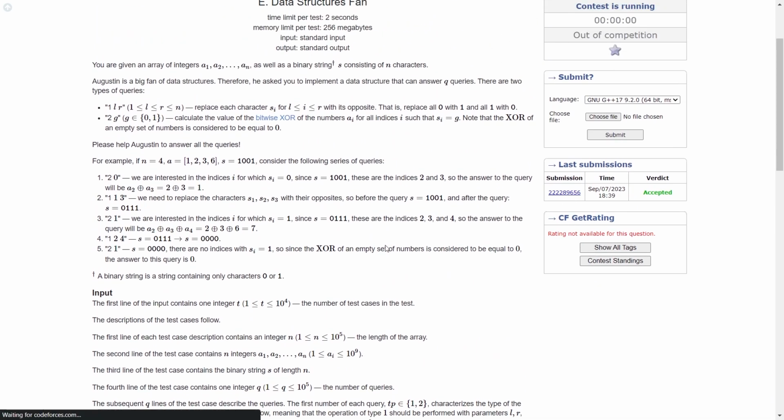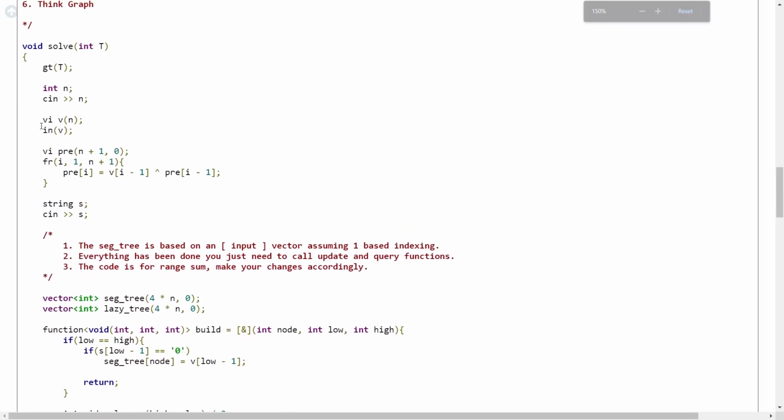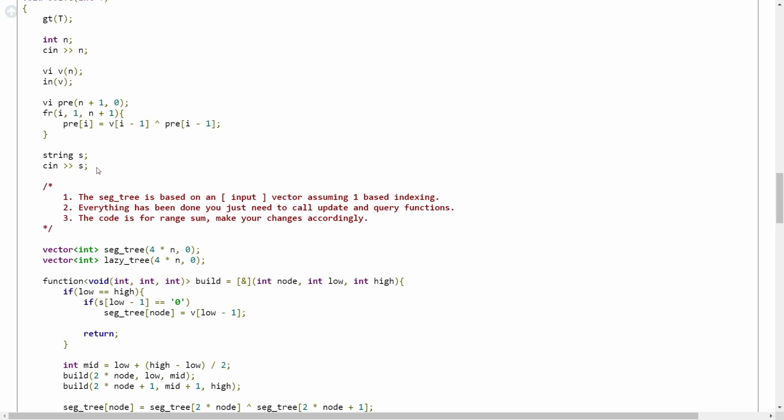So if I show you my final code, you will see I have taken an integer n and I have taken the input in the vector v. Now I have initialized my prefix vector and I am just going to store the prefix of XORs. This i minus 1 is only because of 0-based indexing of vector v, and for the prefix array I am going to take 1-based indexing. Now I have taken the string s as input.